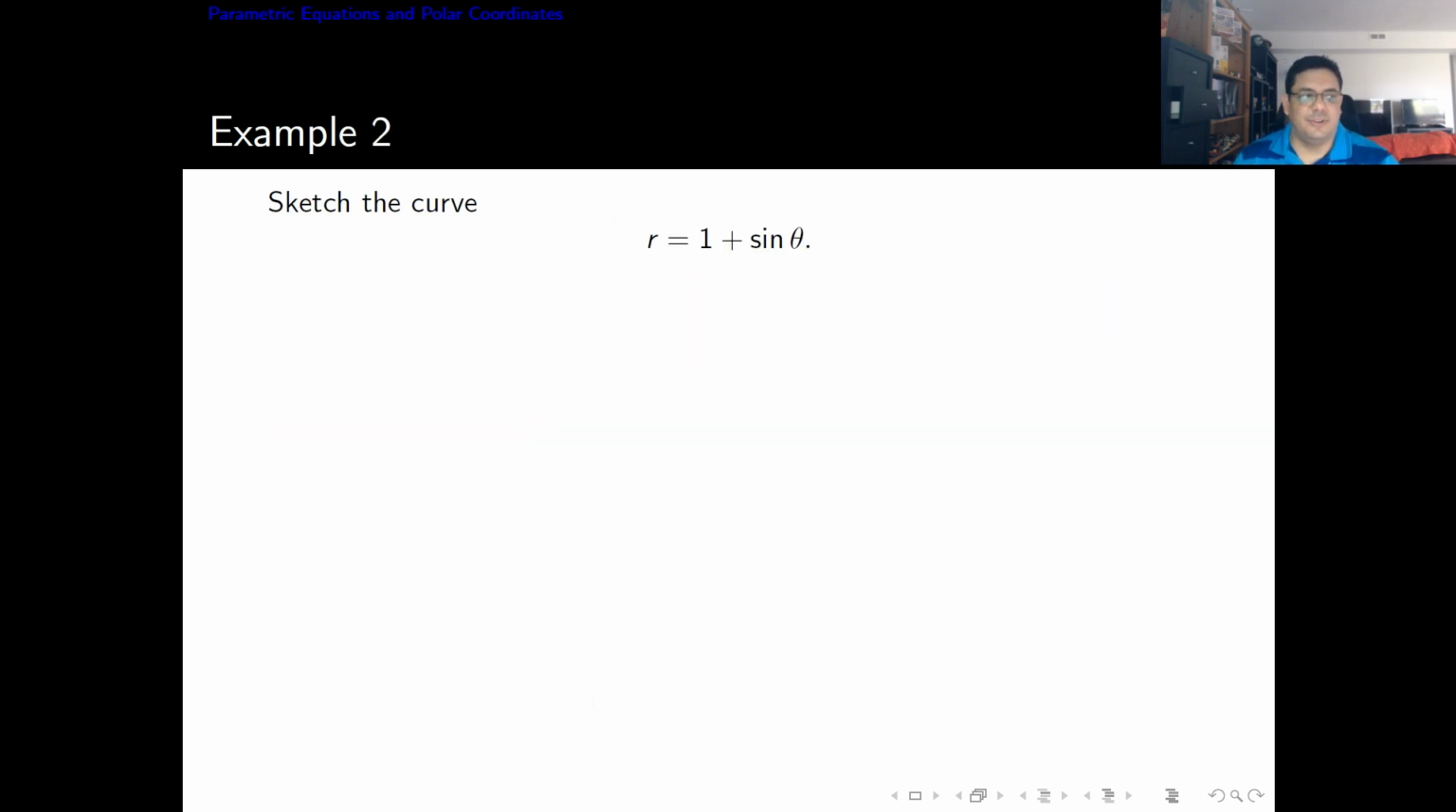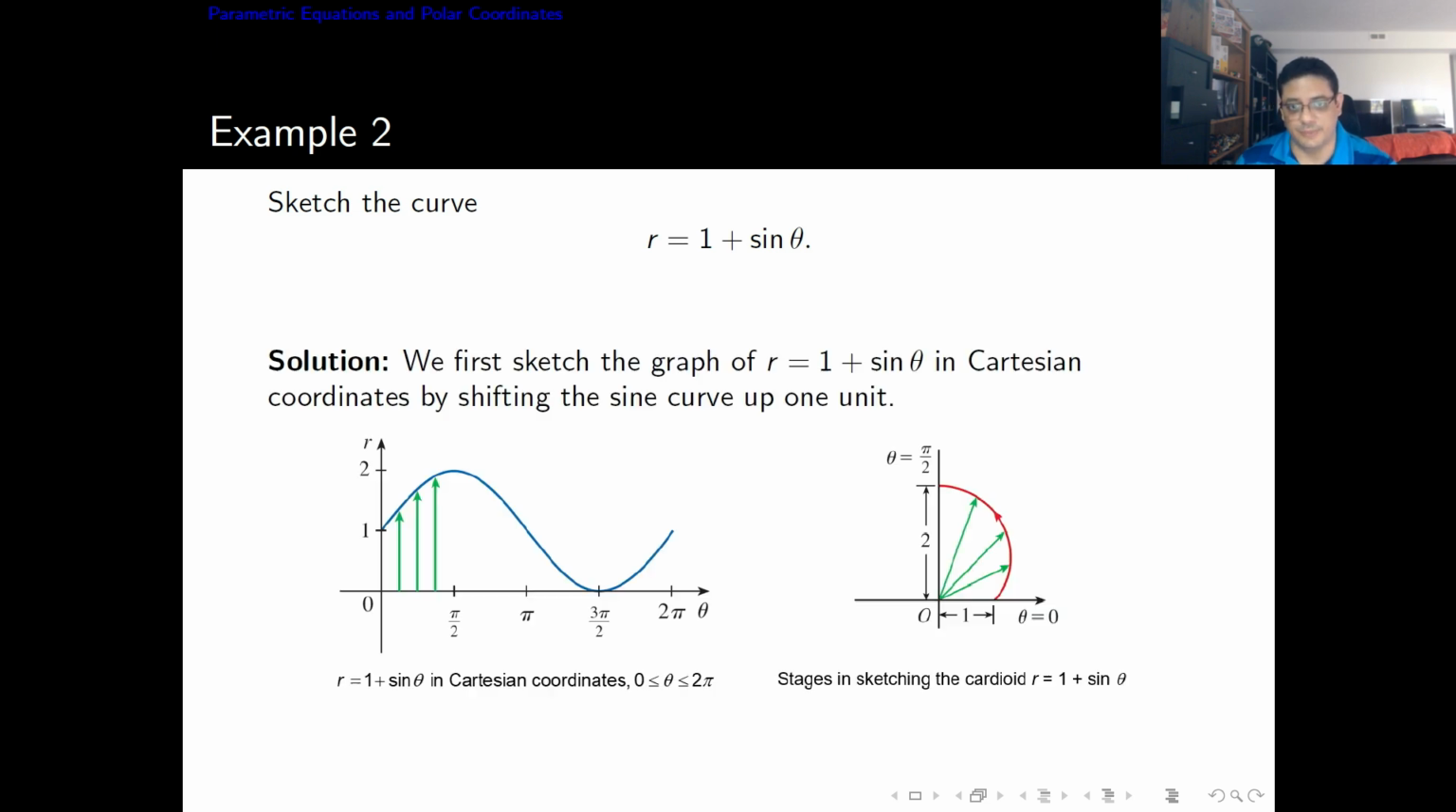Now let's think of something that is a relationship r equals f of theta. So we have r equals 1 plus sine of theta. In this case, the first thing we can do is analyze how things are going to move. We can take r equals 1 plus sine of theta in Cartesian coordinates, like a plane, and just see how it behaves when I give values of theta. So I'm going to see what happens with r once I start giving values of theta.